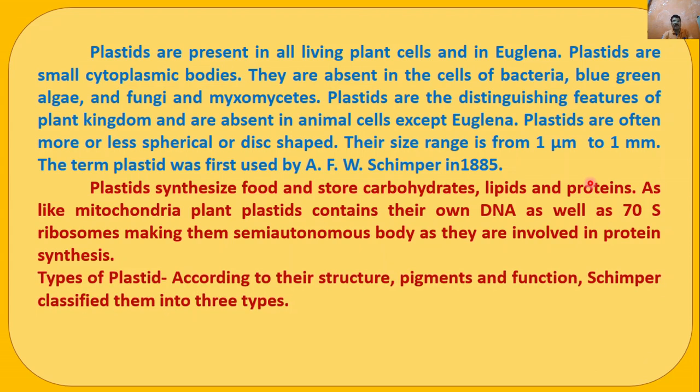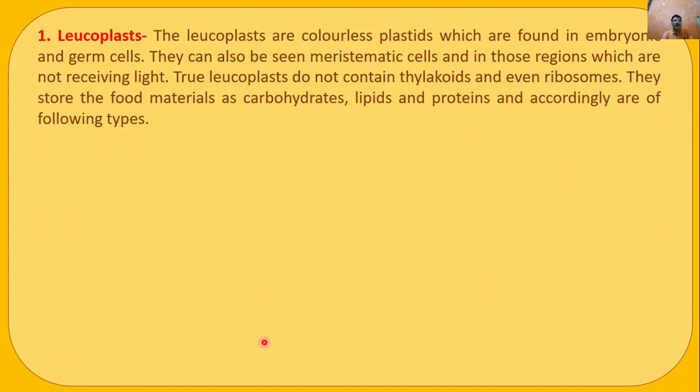There are different types of plastids on the basis of structure, pigmentation and function. Schimper was the scientist who classified these plastids into three types. The first type is Leucoplast, the second is Chromoplast and the third is Chloroplast. So one by one we will discuss.